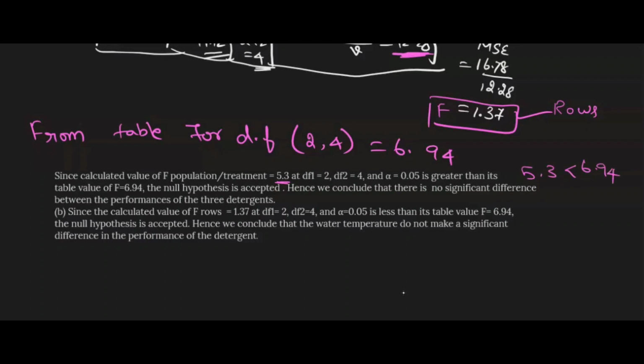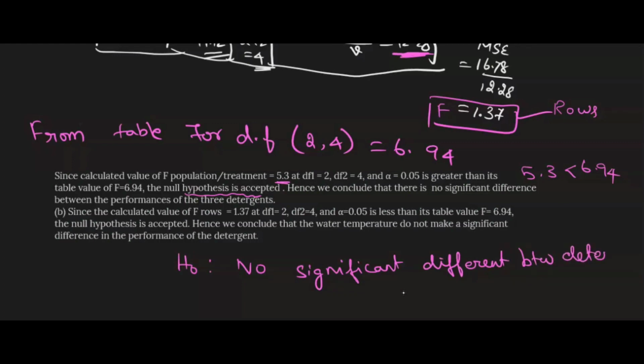So what are we doing? We are accepting the null hypothesis. We didn't frame the null hypothesis yet. So your first null hypothesis is no significant difference between detergents. So it's like almost all detergents are equal. So we are accepting the null hypothesis. So there is no significant difference between the performance of the 3 detergents.